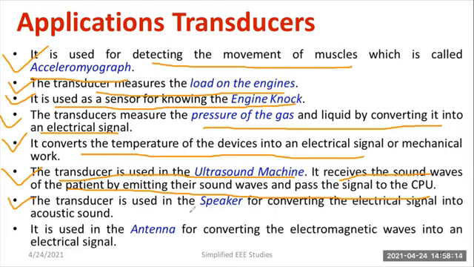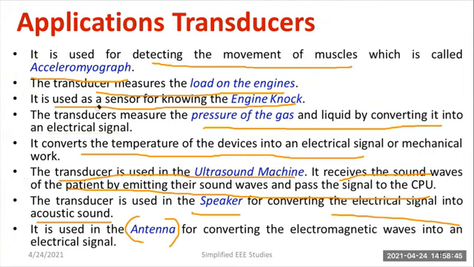Then a transducer is used in the speaker for converting an electrical signal into acoustic sound. And in the area of communication, the antenna is one of the best examples of a transducer. What is happening in the case of an antenna? Electromagnetic waves will be converted into an electrical signal with the help of the antenna. Okay, so the antenna is one of the transducers. These are a few applications we could list out. There are many more. Okay, so this is regarding the applications.